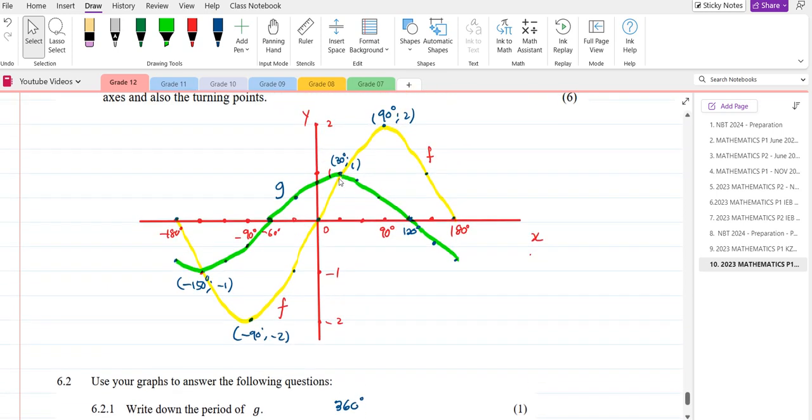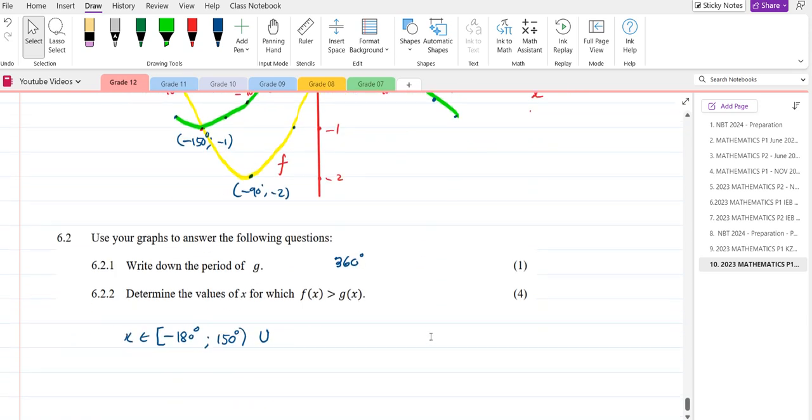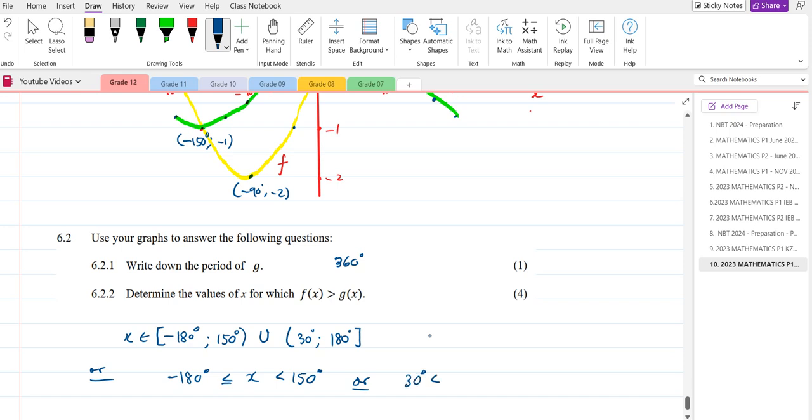F above g, there it is here, from 30 degrees to 180 including. Or you can write it like this: x is greater than or equal to -180 but less than 150, or x is greater than 30 but less than or equal to 180 degrees. So I hope you guys understood that.